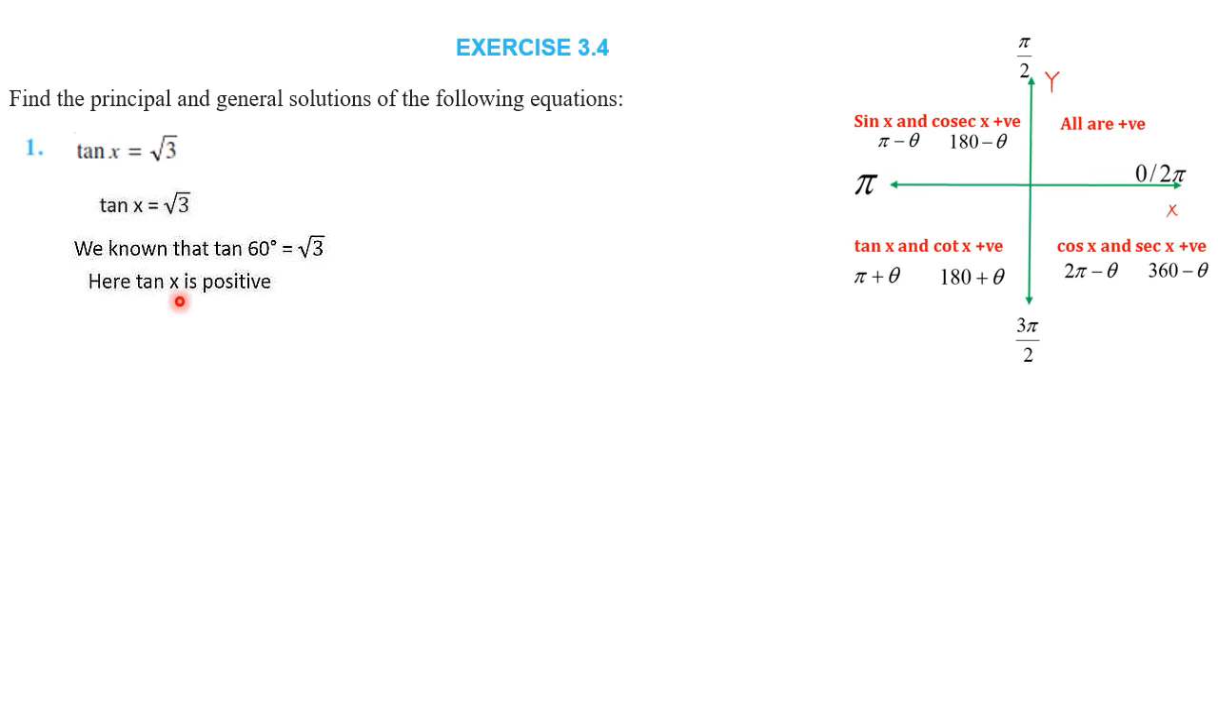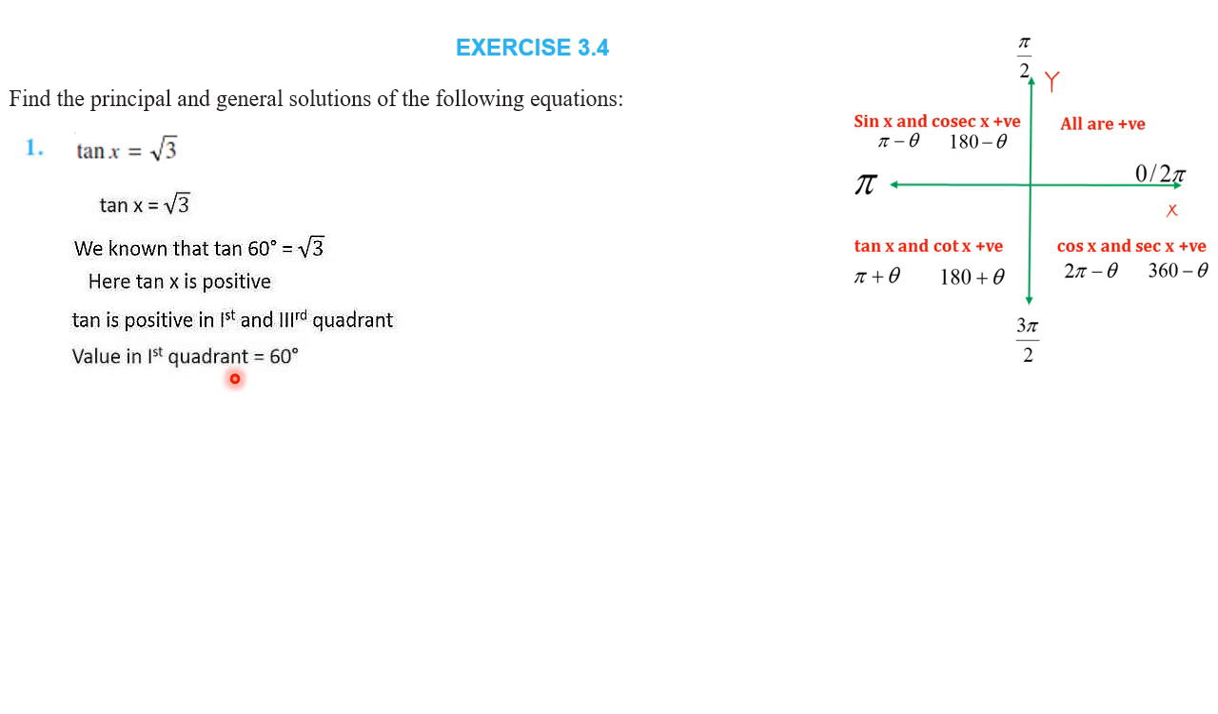Now here tan is positive. You can see here tan x is equal to root 3. There is no negative sign, so it is positive. Then you have to check in which quadrant tan is positive. Always in two quadrants one trigonometric function will be positive, and in two quadrants it will be negative. So for tan x, the first quadrant is positive, all are positive, and in the third quadrant tan is positive. So tan is positive in the first and third quadrants.